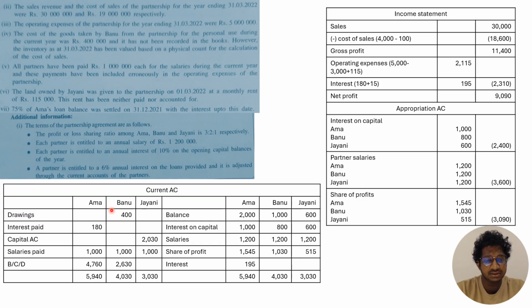And at the end, Jaini is retiring from the business, right? So that retiring amount you have to transfer from the current account to the capital account. So Jaini's current account balance of 2030, you have to transfer from this account to the capital account, and the other two, Hama and Banu, these balances are carried down as well, right?